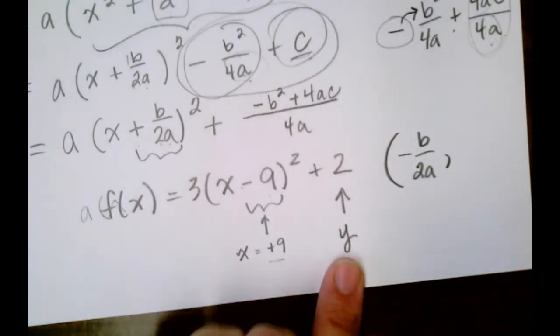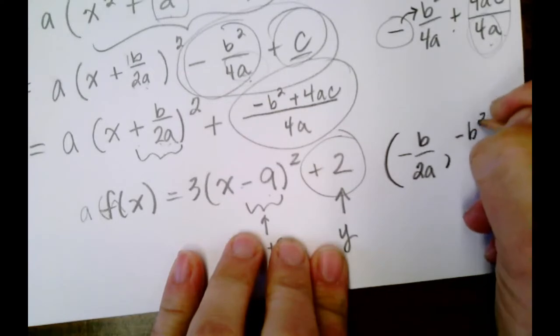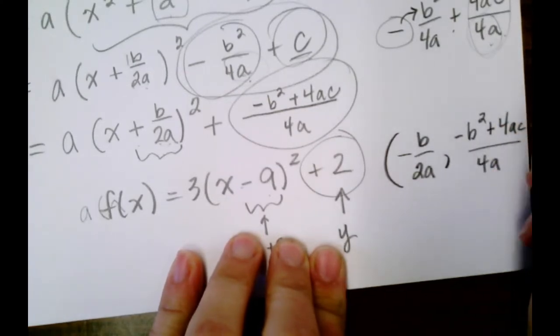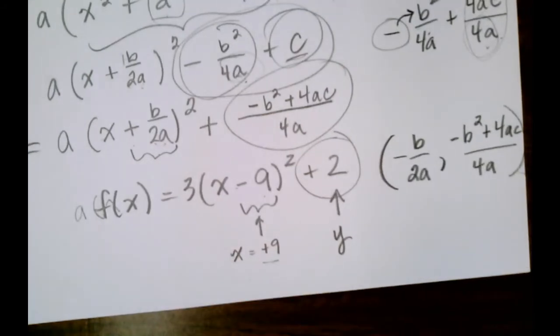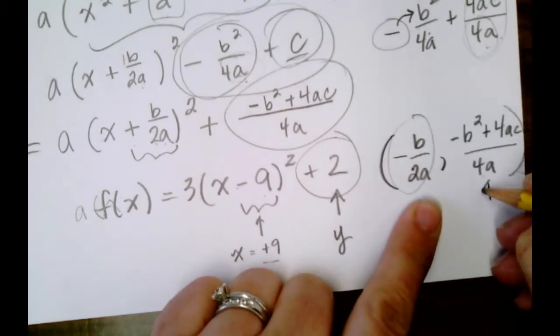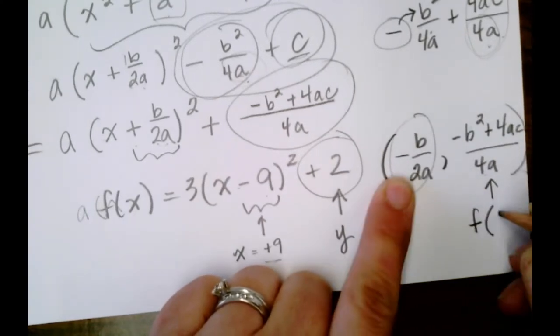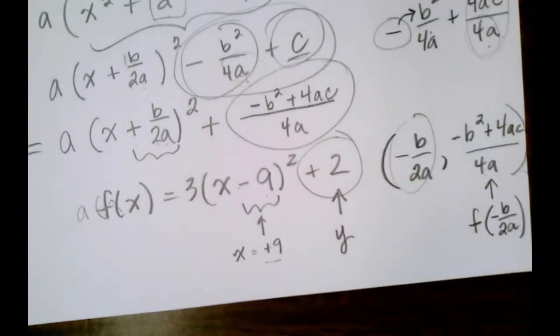And my y is this term here: negative b squared plus 4ac over 4a. Now, the nice part is that I can simplify this formula a little bit, because if this is x, then my y is really going to be f of x, f of negative b over 2a.